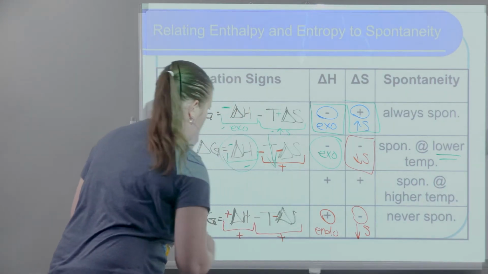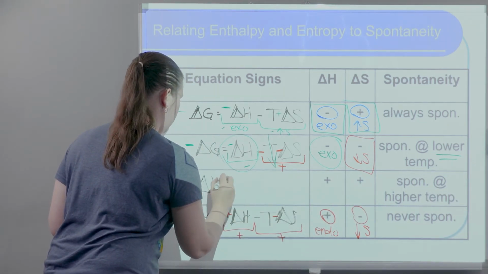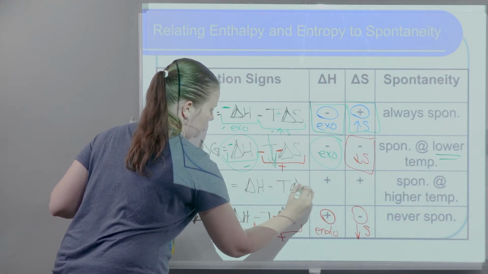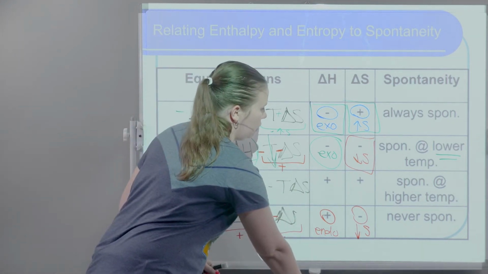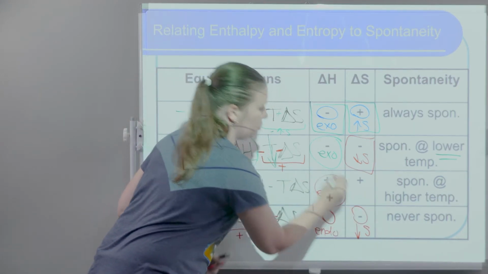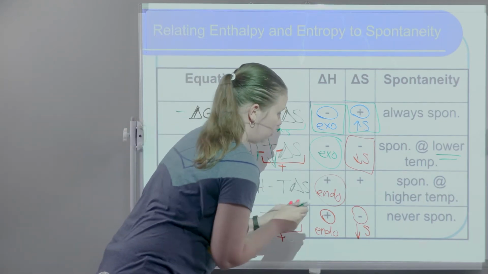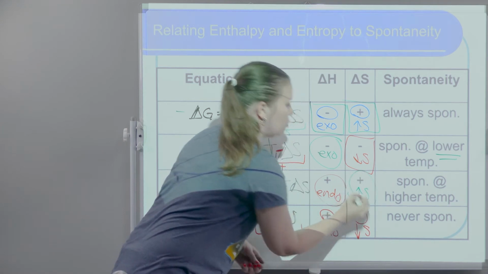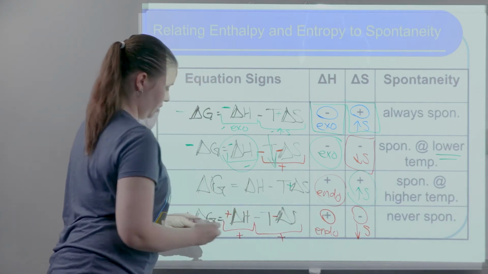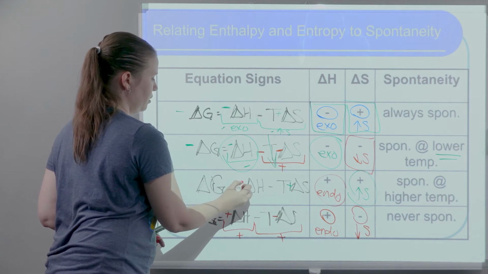Last option, looking at positive delta H and positive delta S. Delta G equals delta H minus T delta S. So requiring an input of enthalpy, being endothermic, is not favorable. That would be bad. But then having an increase of entropy is good. Increasing my chaos is going to help facilitate the reaction. So the fact that that is good means I'm going to have a positive delta S, whereas my endothermic component made the delta H positive.